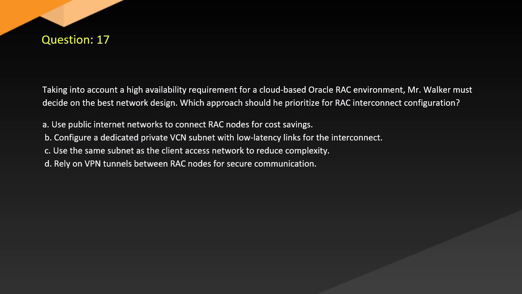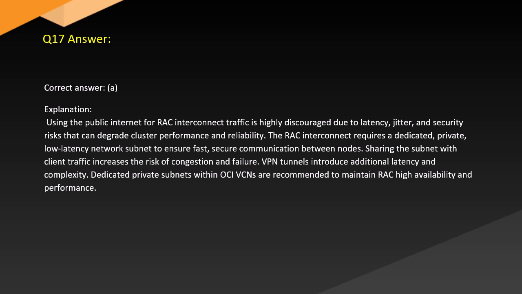C. Use the same subnet as the client access network to reduce complexity. D. Rely on VPN tunnels between RAC nodes for secure communication. Answer. Correct answer. A. Explanation.